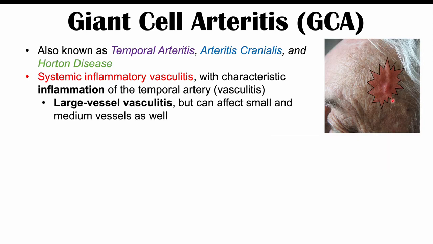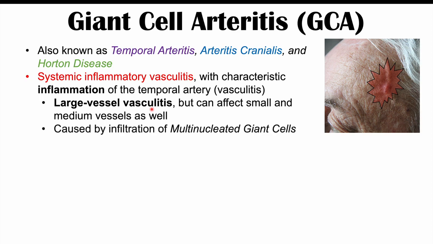So giant cell arteritis is going to be considered a large vessel vasculitis. So it's going to be characterized as a vasculitis that affects large vessels. But having said that, it can affect small and medium vessels as well. We're going to talk about the different types of blood vessels that are affected in the next slide. And what's characteristic about giant cell arteritis is that it is caused by infiltration of multinucleated giant cells. This is why we have the name giant cell arteritis.